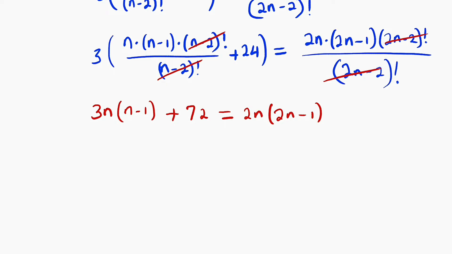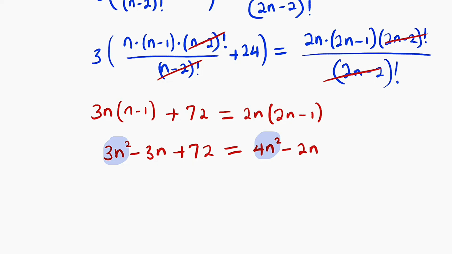To the left hand side, we have 3n multiplied by n, which is going to give us 3n squared, minus 3n times 1 is 3n. Then plus 72. To the right hand side, we have 2n times 2n is 4n squared minus 2n times 1 is 2n. Now let us take every single term to the right hand side, because I realize I have 4n squared here while this is just 3n squared. 4n squared is greater. So by taking 3n squared to the right hand side, it becomes negative.